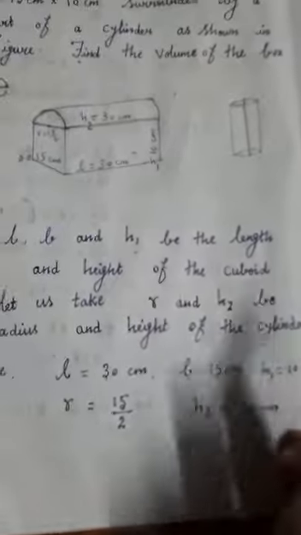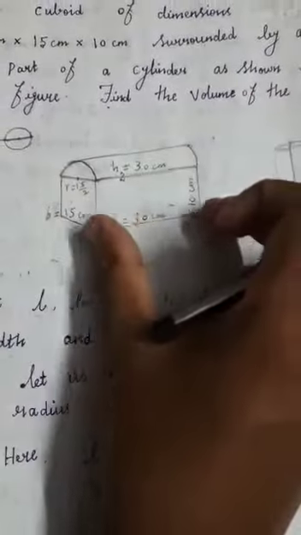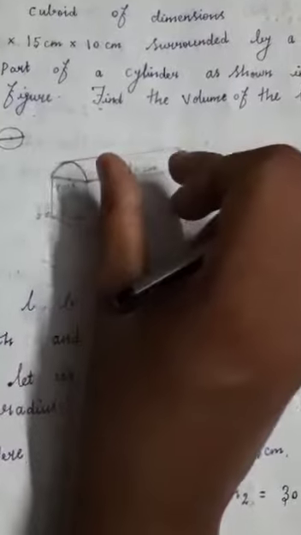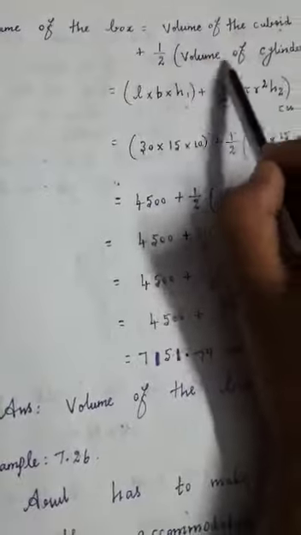Okay, so now the volume of the combined solid, the volume of this jewel box, how can we find it out? Volume of the cuboid plus half of the volume of the cylinder. The cylinder formula we know, so we have to apply half into the volume of the cylinder. Separately there is no need to find the volume of the box, so together we have to write volume of the cuboid plus half of the volume of the cylinder.